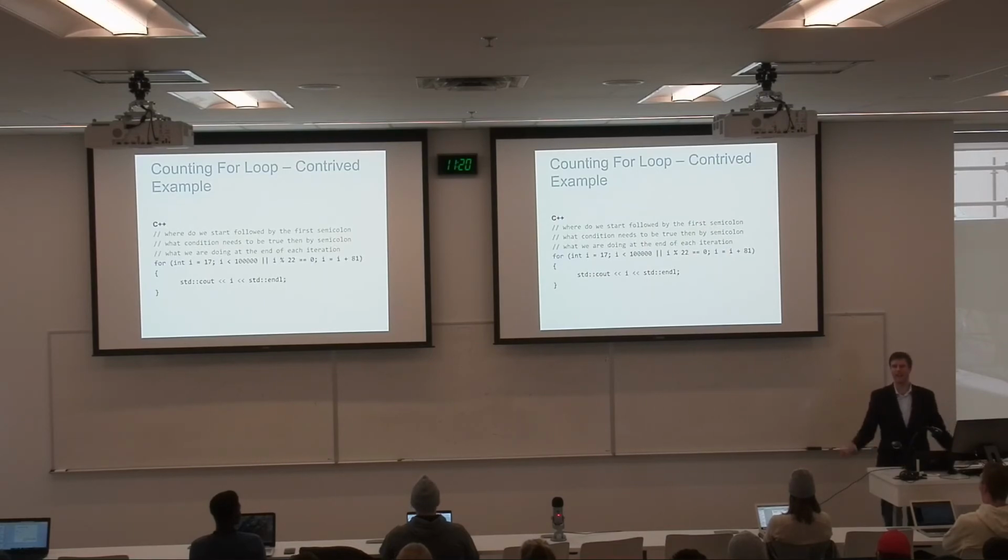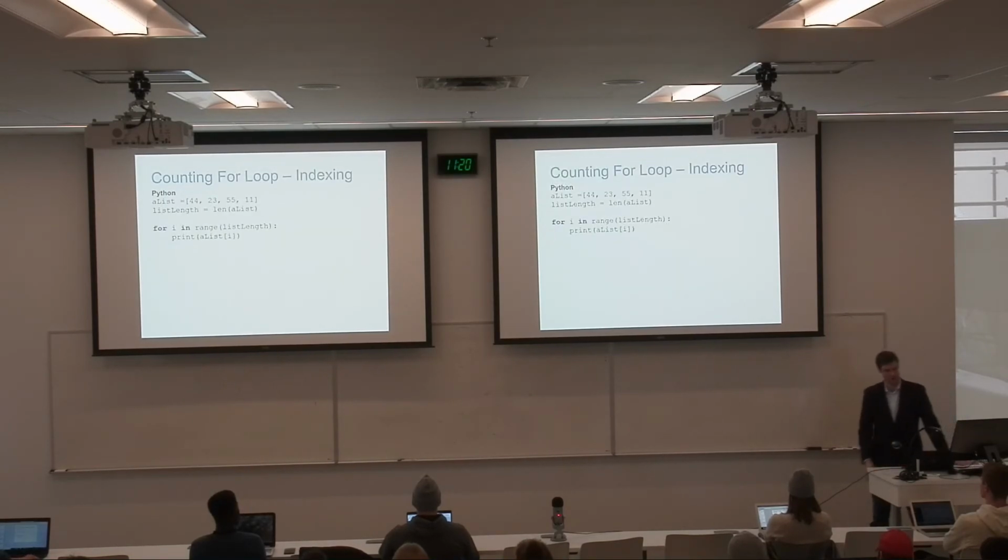Here's a weird example. Again, I started i at 17. Why? Because I can. And the condition: i is less than 100,000 or i mod 22 is 0. Okay, i equals i plus 81. I'm incrementing by 81. Why? Because I'm just showing you an example.